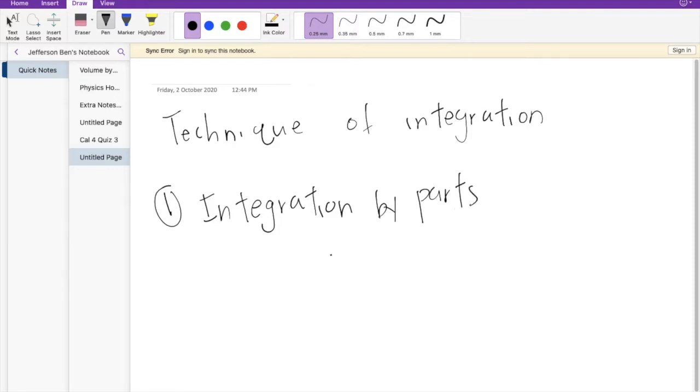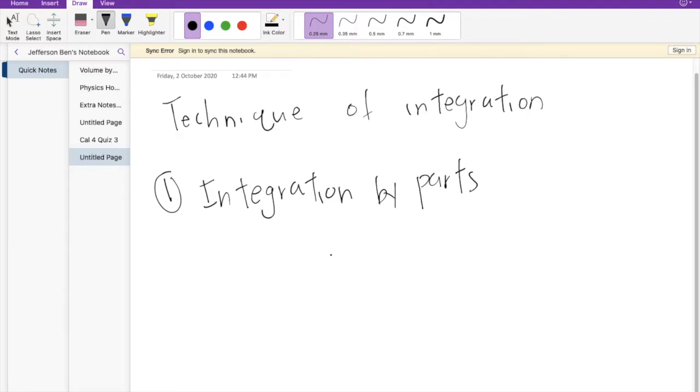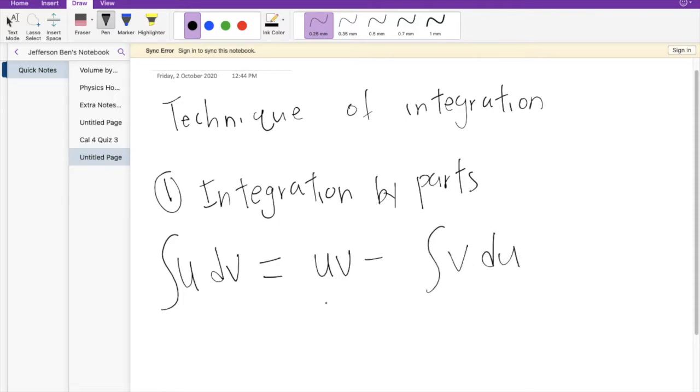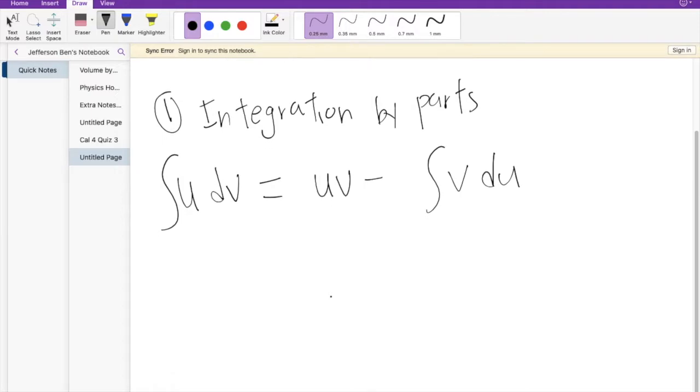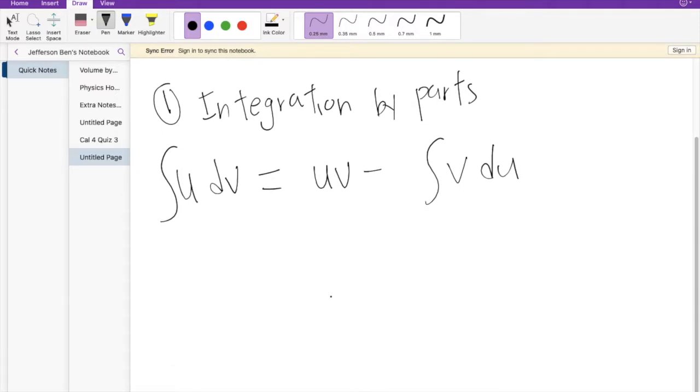Firstly, we need to know the formula of integration by parts, and it's quite easy to define. The integral of u dv is equal to uv minus the integral of v du. This is the formula for integration by parts. First of all, we need to know how we can use integration by parts in different problems.